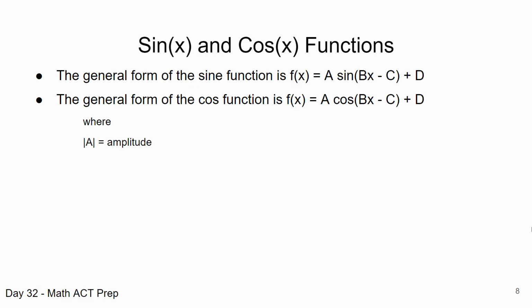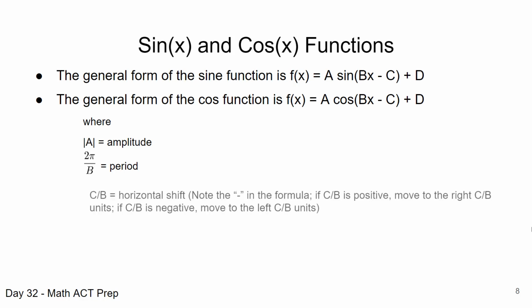So when we're talking about a, the absolute value of a, that is our amplitude. It's going to be a positive value when you give the amplitude. We're going to take a look at each of these in the following slides, but for right now we'll just give the definition. 2 pi over b, that b that's in our function, represents the period. C over b is going to be a horizontal shift.